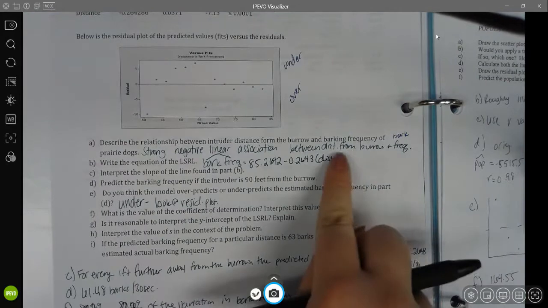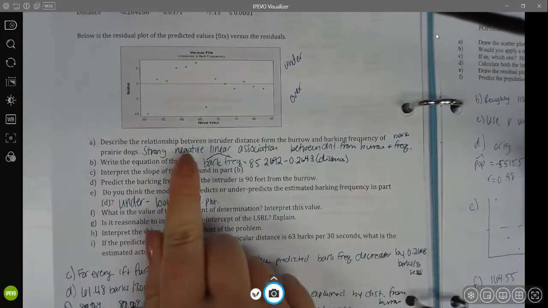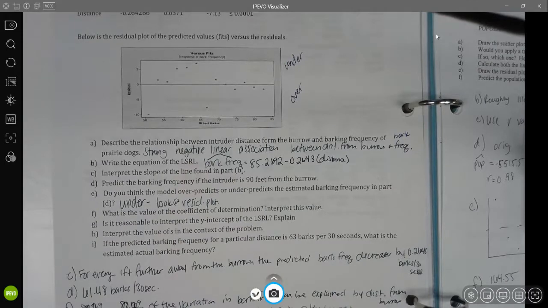Make sure that you include the context here. The context is going to be really important. You also need to have the words strong, negative, and linear. Our R value is the square root of 82, which is going to be a pretty high number.